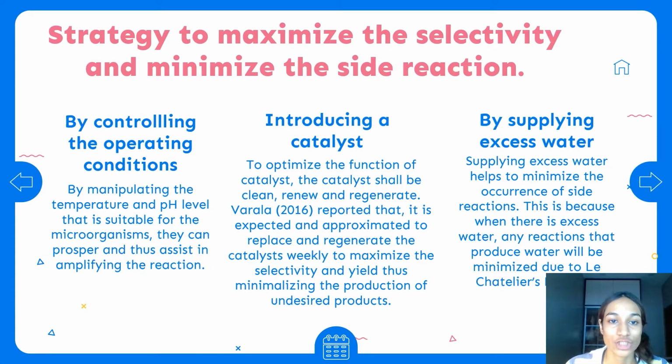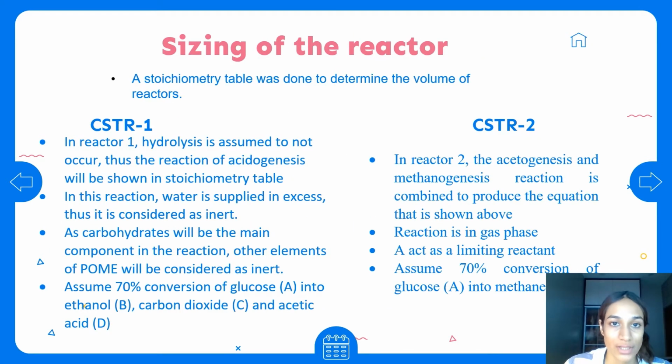Lastly, a strategy to maximize the selectivity and to minimize the side reaction, what we can do is by supplying excess water. Supplying excess water helps to minimize the occurrence of side reactions. This is because when there is excess water, any reaction that produces water will be minimized due to Le Chatelier's principle. Moving on to the next slide, where we have the sizing of the reactor.